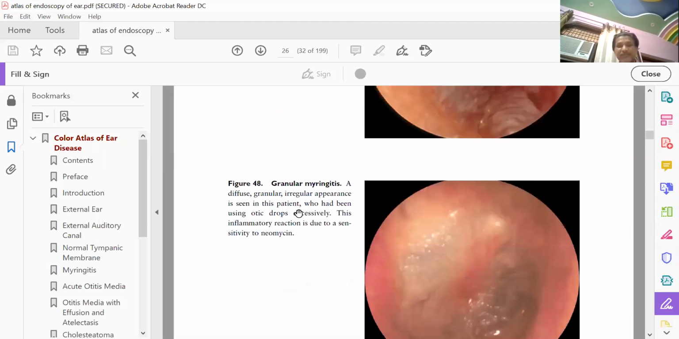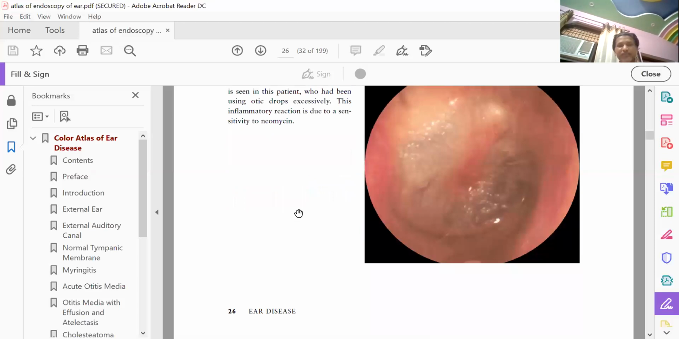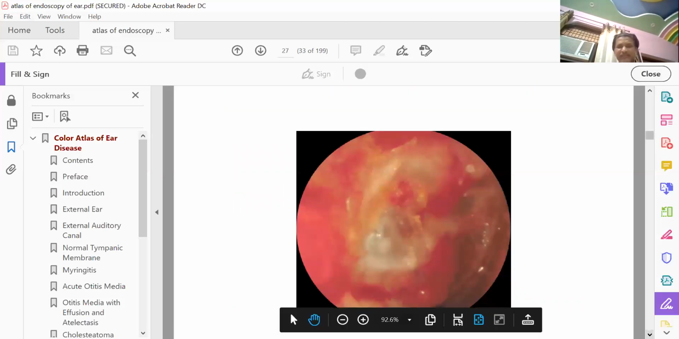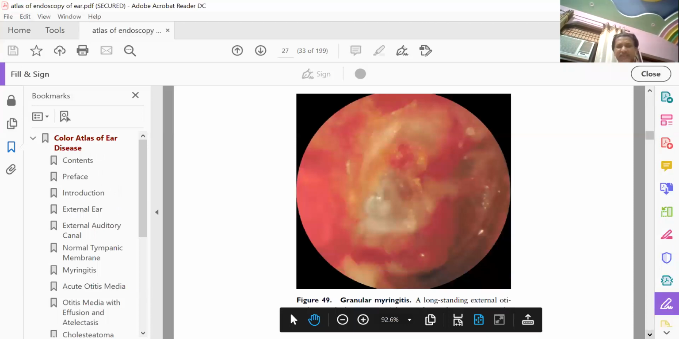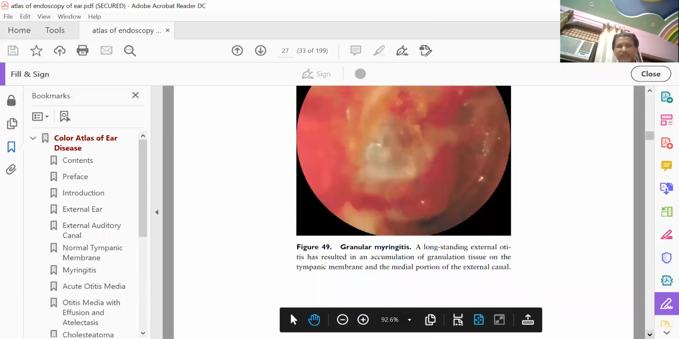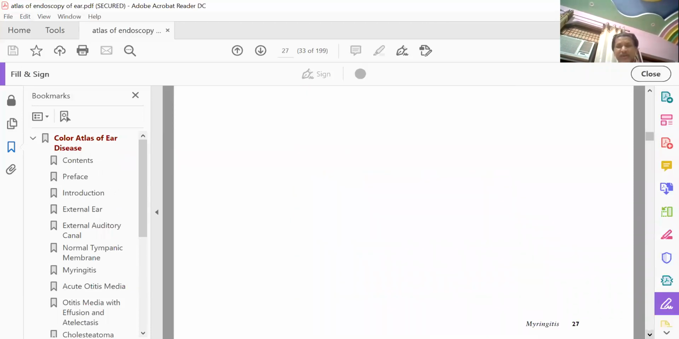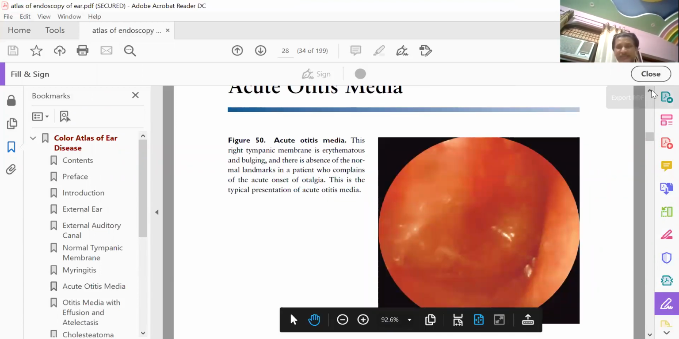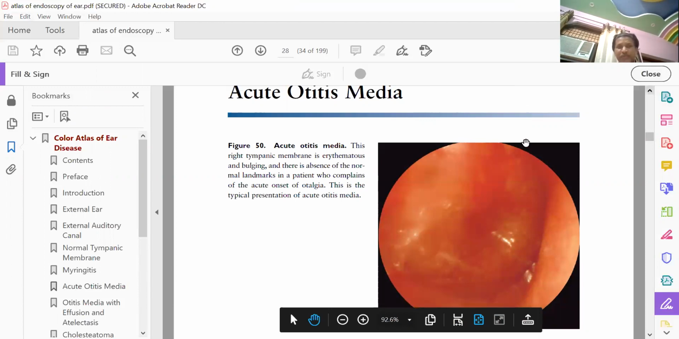So this is a granular myringitis. Again, most of them are viral disorders. So these are again not very common. Most of the tympanic membrane inflammatory sequences are usually a result of middle ear infection. So again, this is a granular myringitis. It is a kind of autoimmune response. Many people also claim that it is an autoimmune response.